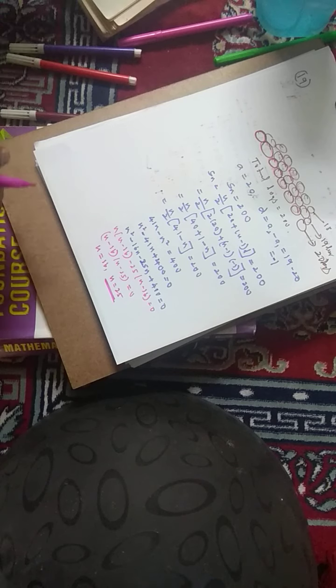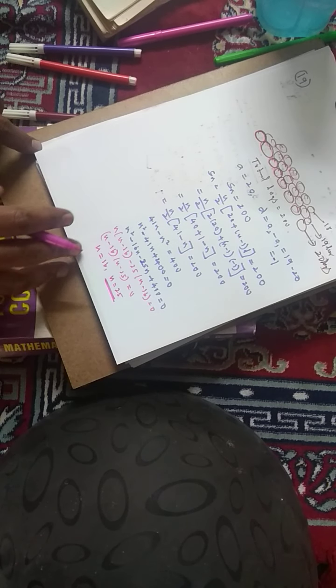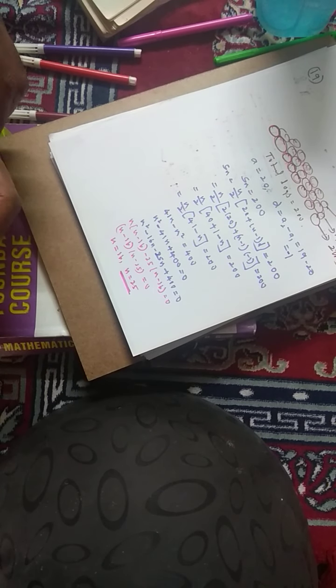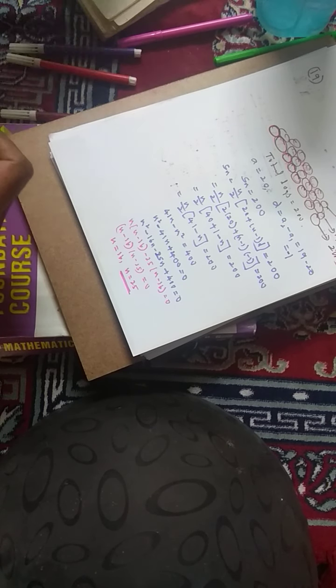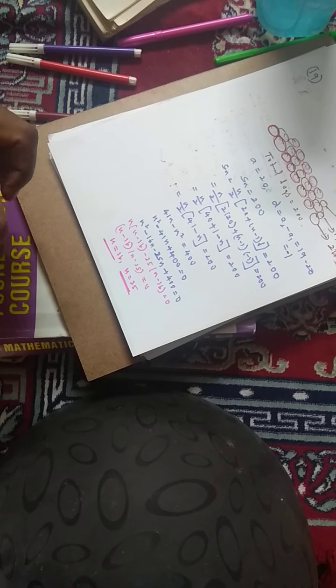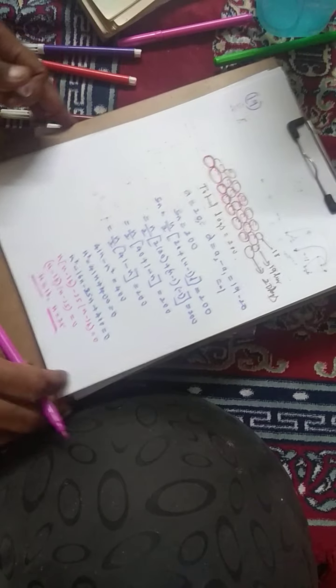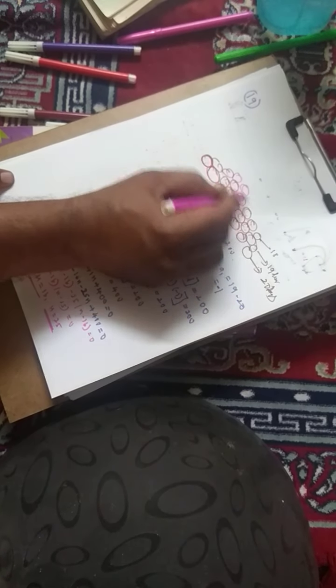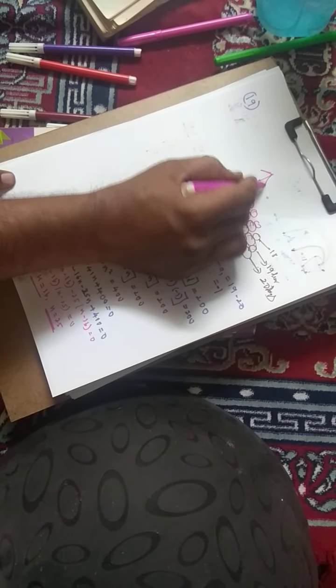So here you will get n is equal to 16 and n is equal to 25. Here we take n is equal to 16, because if you take n is equal to 25, in the first row it will give a negative answer. So you take n is equal to 16. Therefore there are 16 rows.